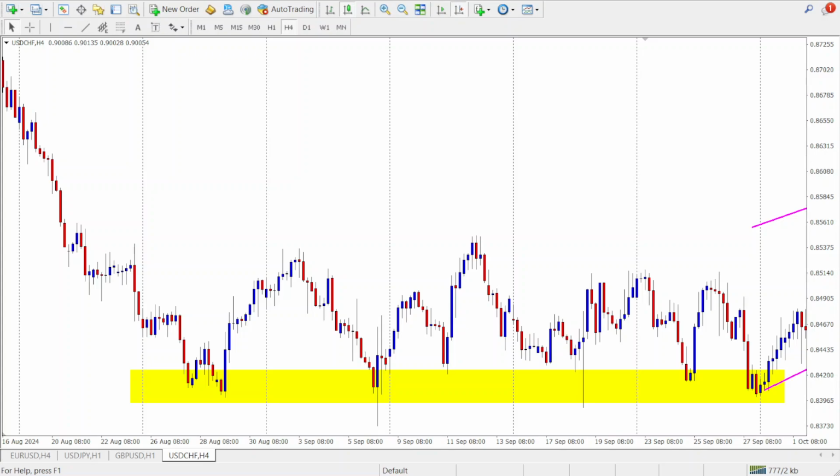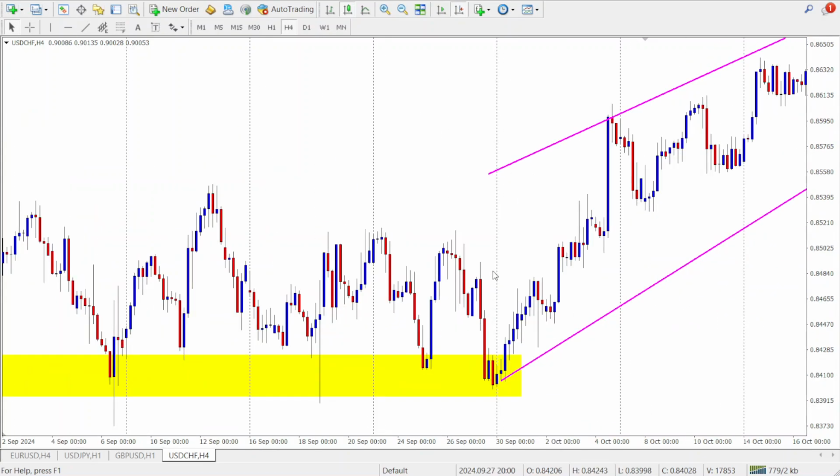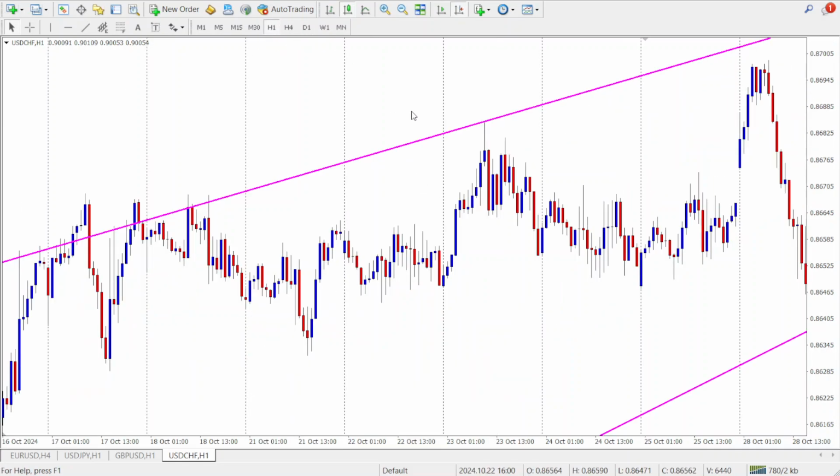So even though ICT concepts are powerful, traders still make common mistakes. And here are a few to watch out for. The first is ignoring the higher time frame structure. Always check multiple time frames to confirm your setup. Okay, it is very important.